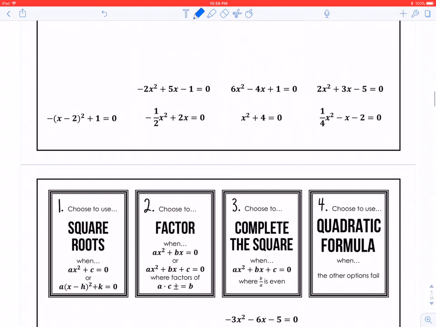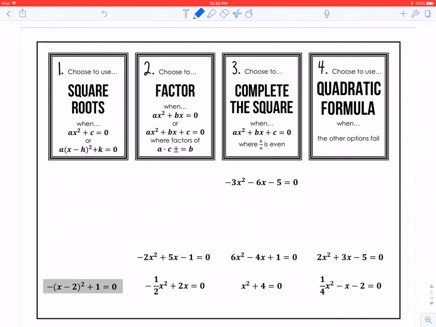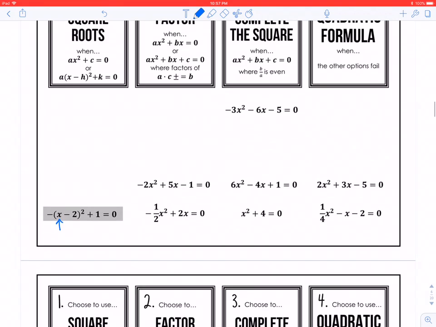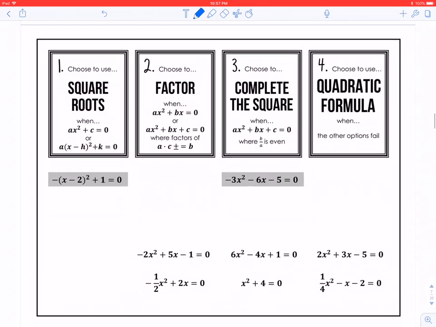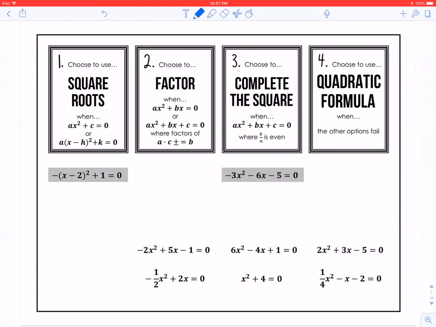Okay, let's try the next one. Looking at negative x minus 2 squared plus 1 equals 0. First option is square roots. Do I have just one variable? Yes, I do. The only variable, since I'm in general form, is the x inside of my parentheses. And so for that reason, I'd start ditching. I'd use my order of operations in reverse so that I can solve and undo all of the things that have happened to x. So I would choose to put that one under square roots.